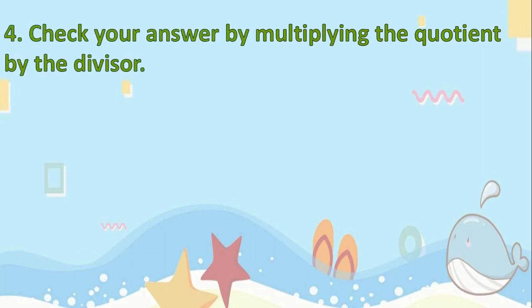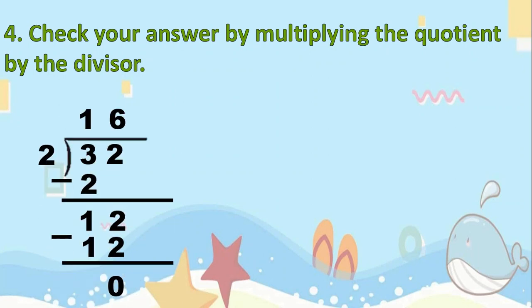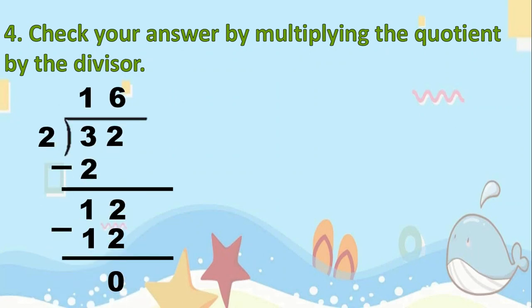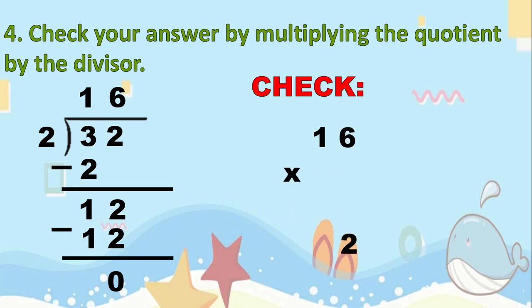The fourth step is you can check your answer by multiplying the quotient by the divisor. So what is our quotient? Very good. This is our quotient, which is put above the dividend. So let's check that one. You will multiply the quotient. What's our quotient or answer? 16. And then our divisor is 2.